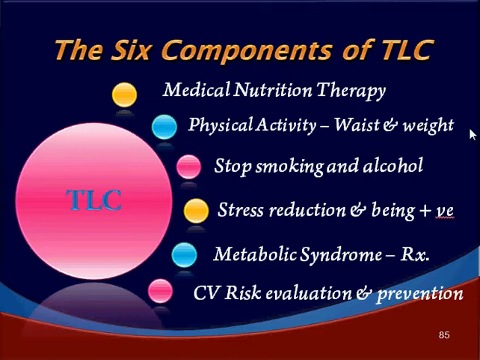Weight should be less. Stop smoking and decrease the alcohol. Stress reduction and being positive. Control and treat all aspects of metabolic syndrome. CV risk evaluation and prevention at an early stage and periodic follow-up. These are the 6 components of total lifestyle change.